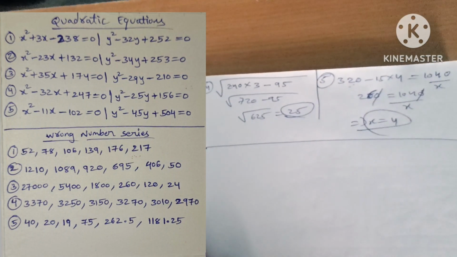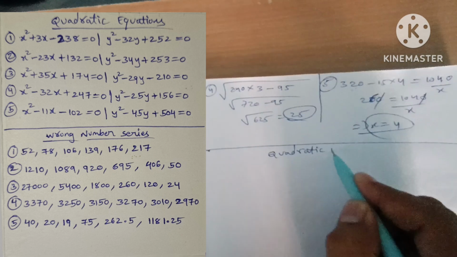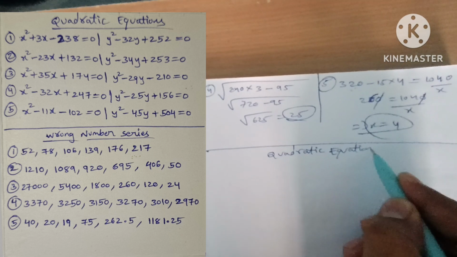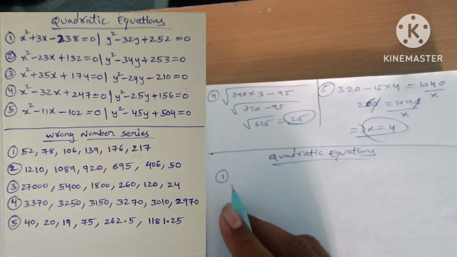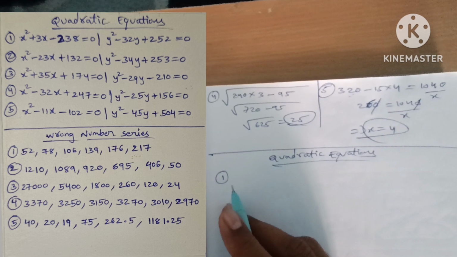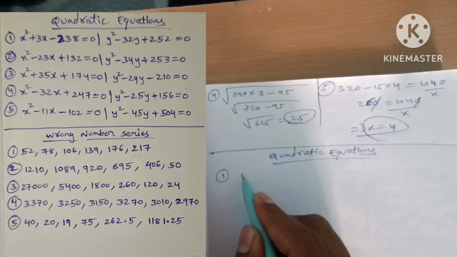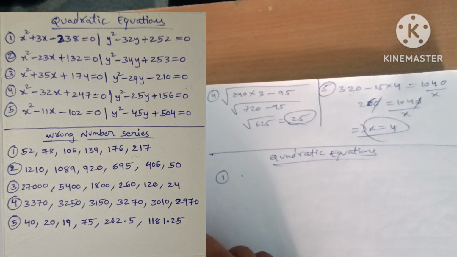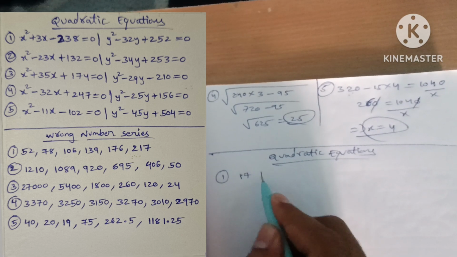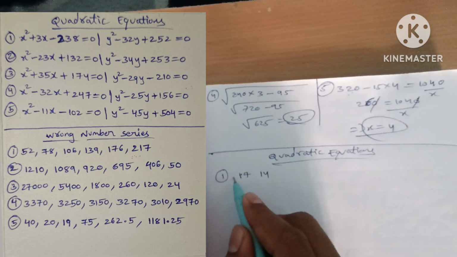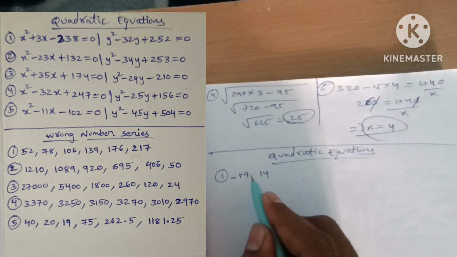Now we are going for the quadratic equations. First one: x square plus 3x minus 238 equals 0. 238 is 17 times 14. The roots are: first one negative, second one positive.